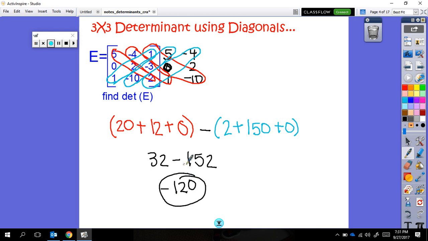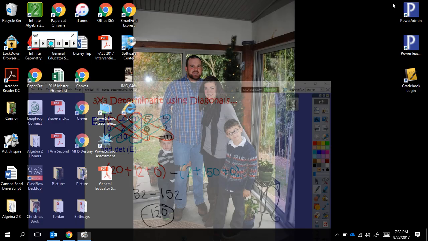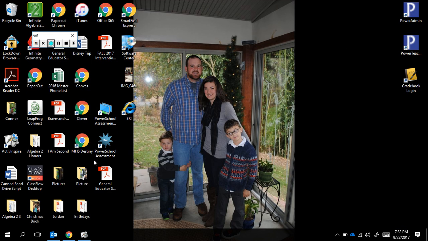Now I want to show you how you can do this on your calculator. Everybody needs a graphing calculator. I want to show you this one on the graphing calculator. You'll have to excuse me, I'm going to flip back and forth with screens for just a minute. I want you to do this one on your graphing calculator. So I'm going to open up my graphing calculator.